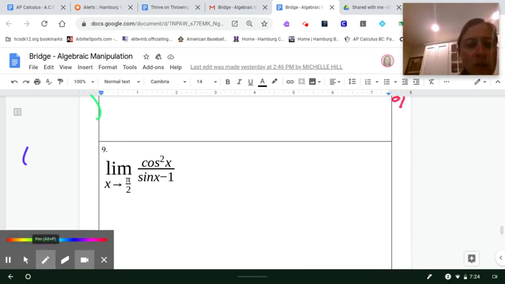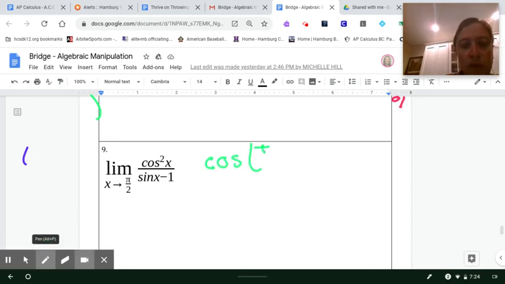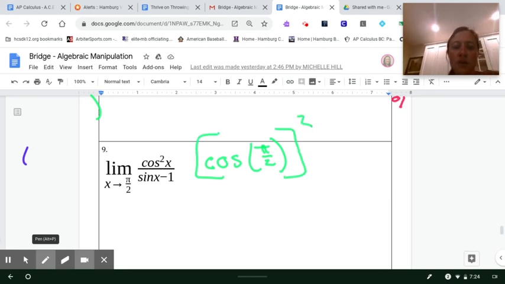All right, so I'm going to do a direct substitution, of course. So I've got the cosine of pi over 2. Now the squared, I take that whole answer and square it, okay? Because I can do the cosine of pi over 2 and then just square your answer. Divided by the sine of pi over 2 minus 1.